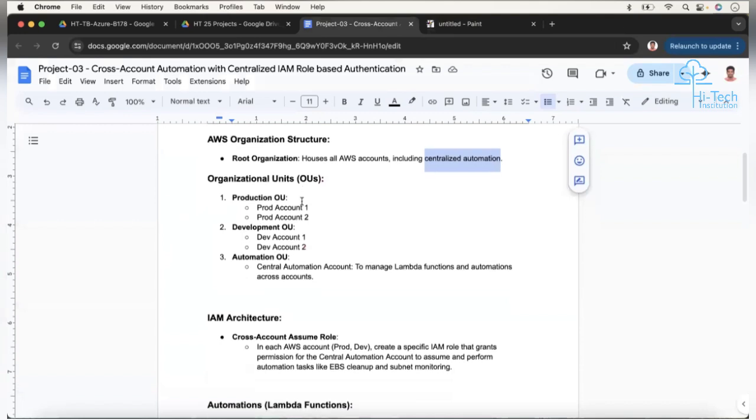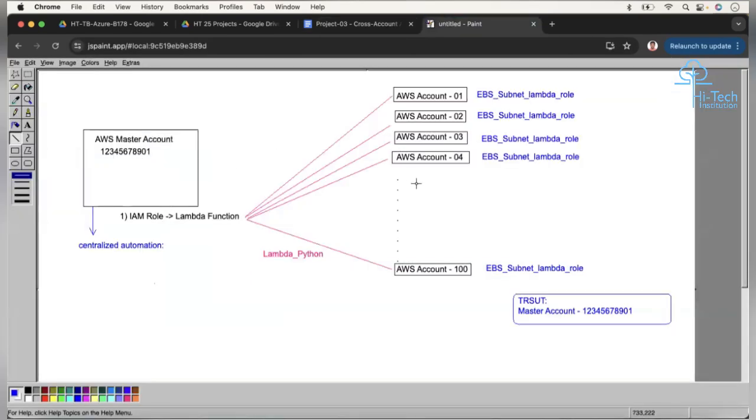So this is the organization OU structure. In your master account, you have a production OU, development OU, automation OU, something like that. I have account 1 and 2 in each. The automation account is the master account, so you can forget about it. You have a total of 4 AWS accounts: 2 production, 2 development. Under this master account, for example, I have mentioned 100 accounts here.